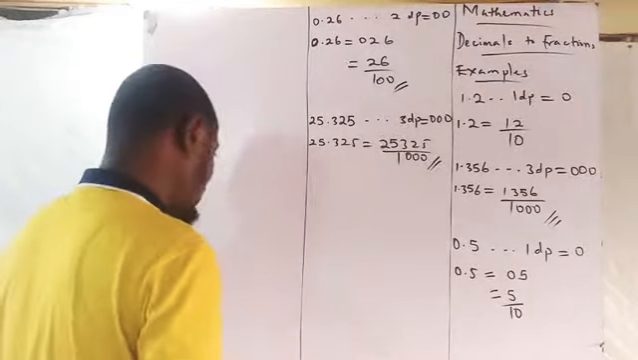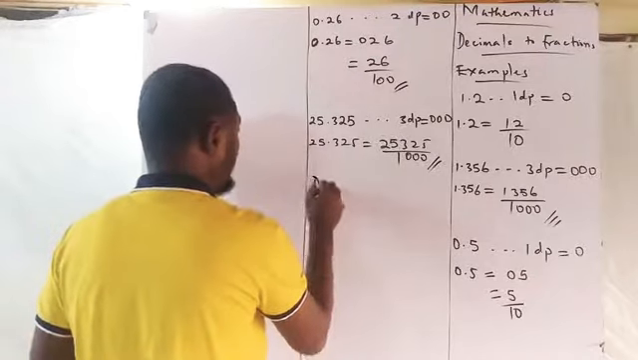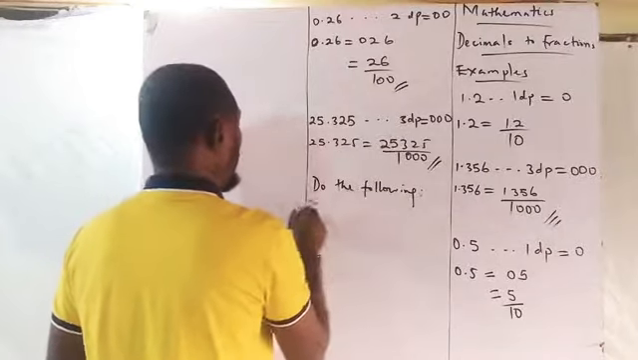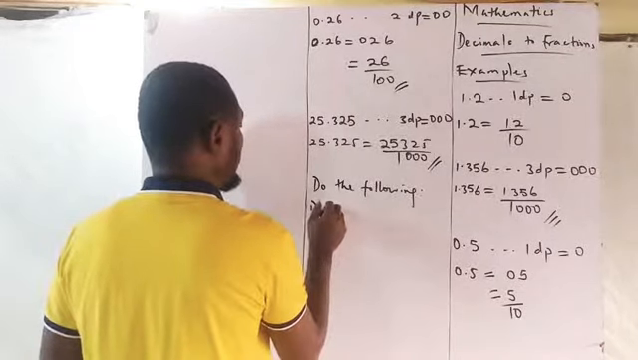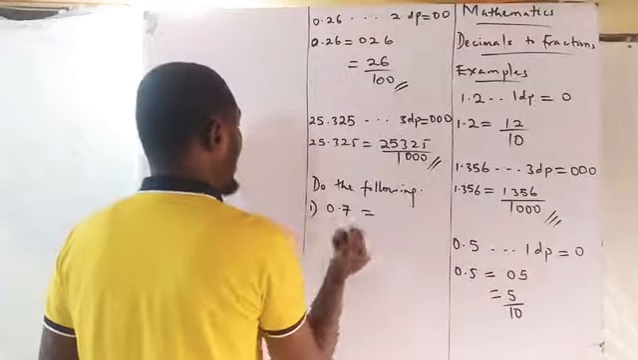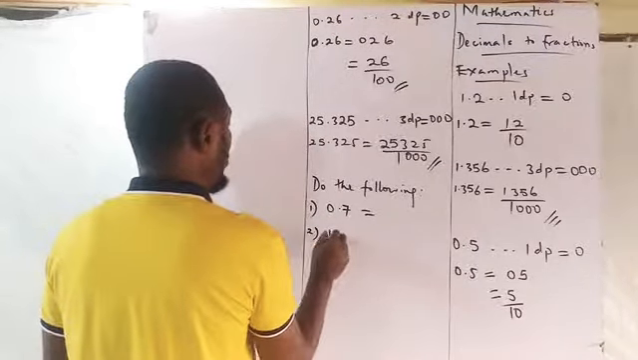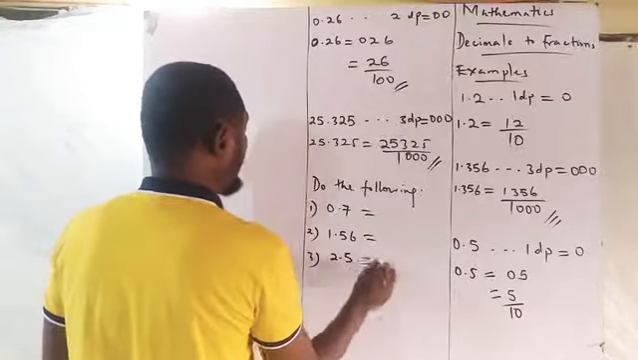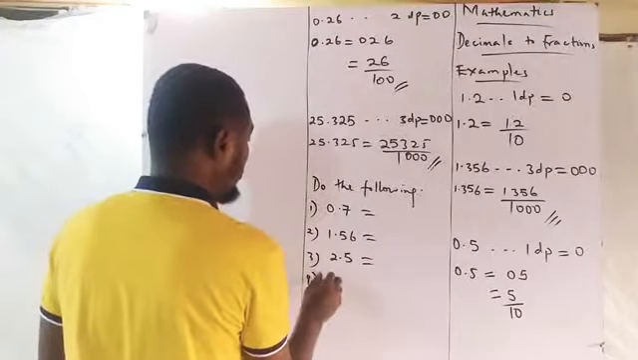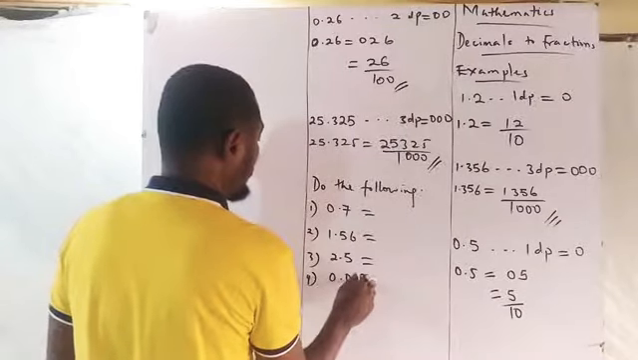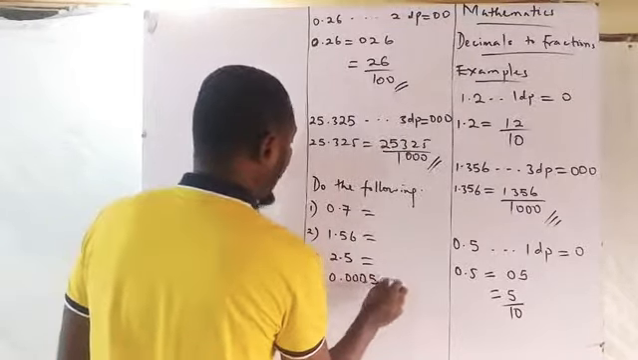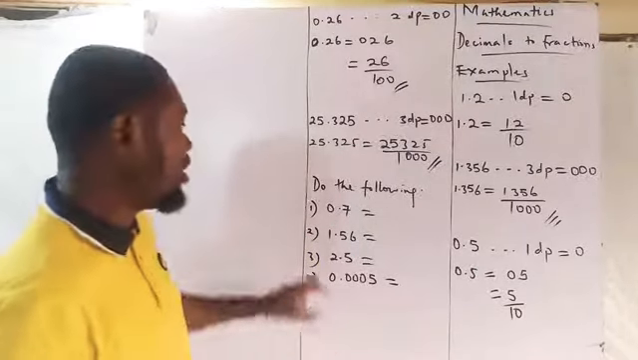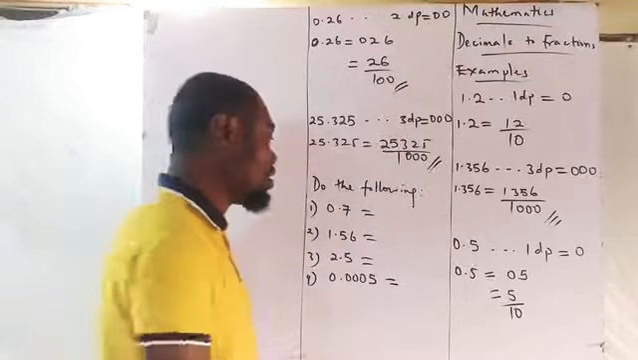Now do this yourself and ensure you get the right answers. Do the following. Number 1, 0.7, write the fraction. 2, 1.56, write the fraction. 3, 2.5, write the fraction. 4, 0.0005, write the fraction. So change these numbers to fractions and ensure you get the right answers.